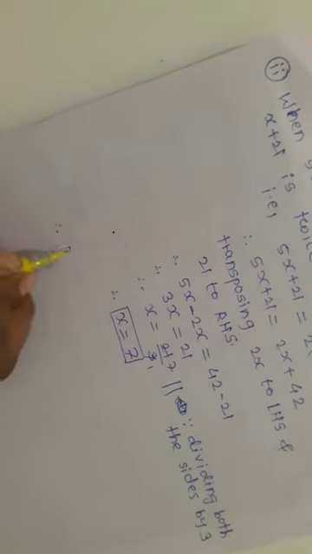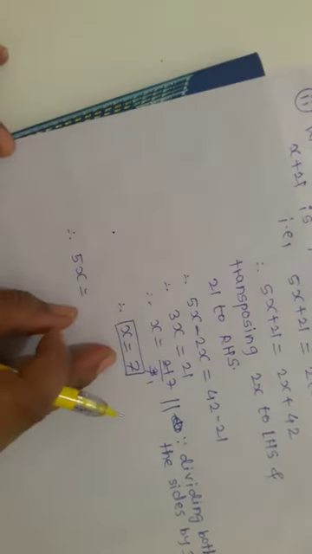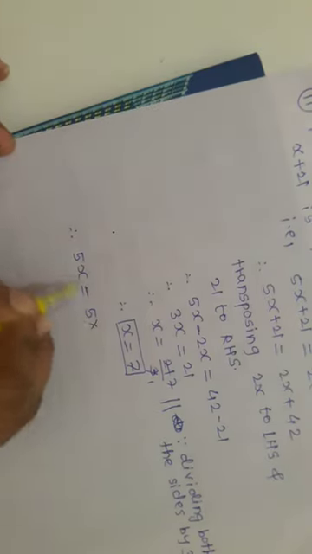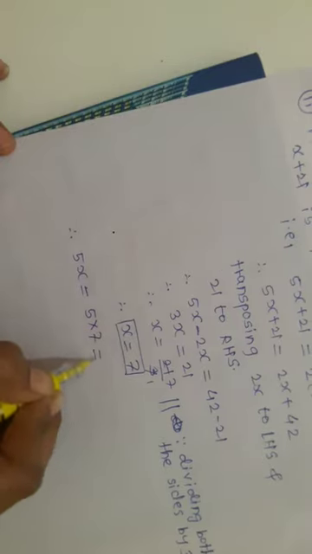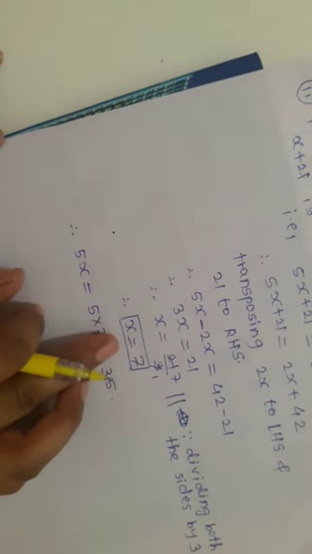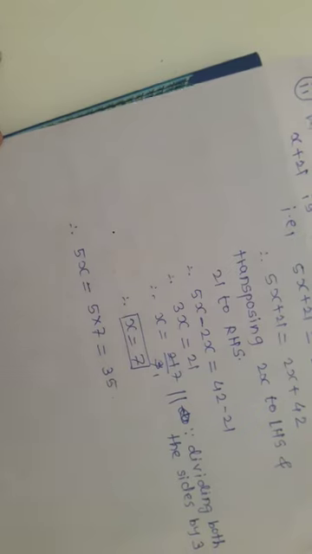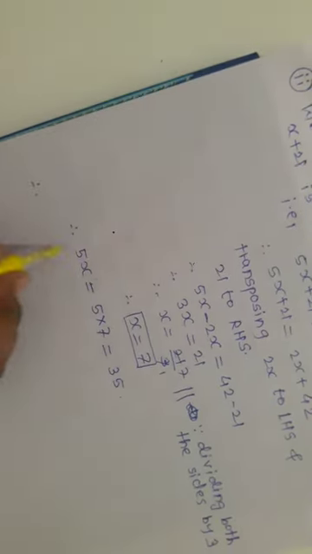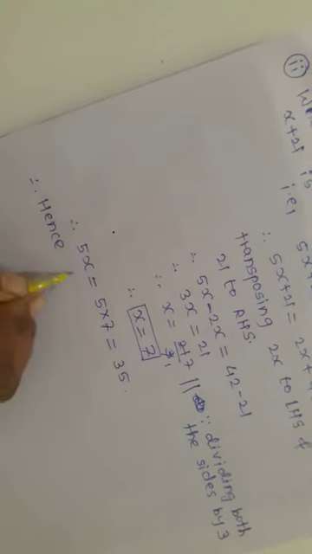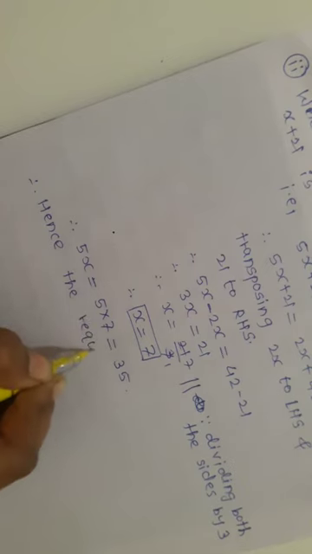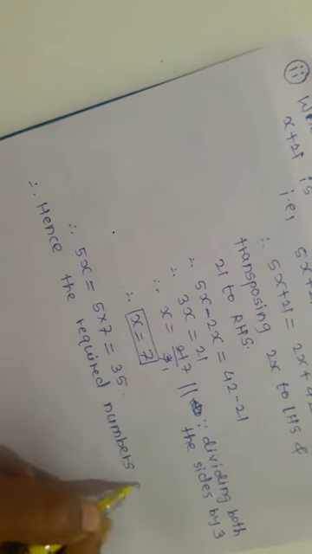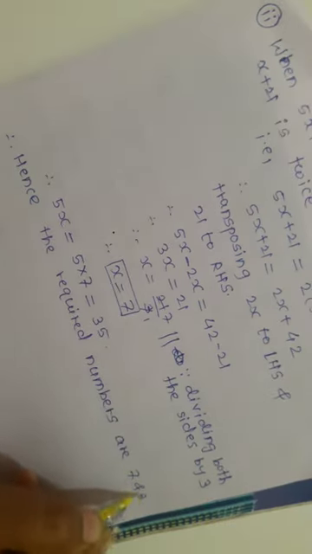Now find out 5x. Therefore 5x is equal to 5 into x, x means 7, which is equal to 5 into 7, that is 35. So we get both the numbers: x is equal to 7 and 5x is equal to 35. Therefore write down the answer. Hence the required numbers are 7 and 35.